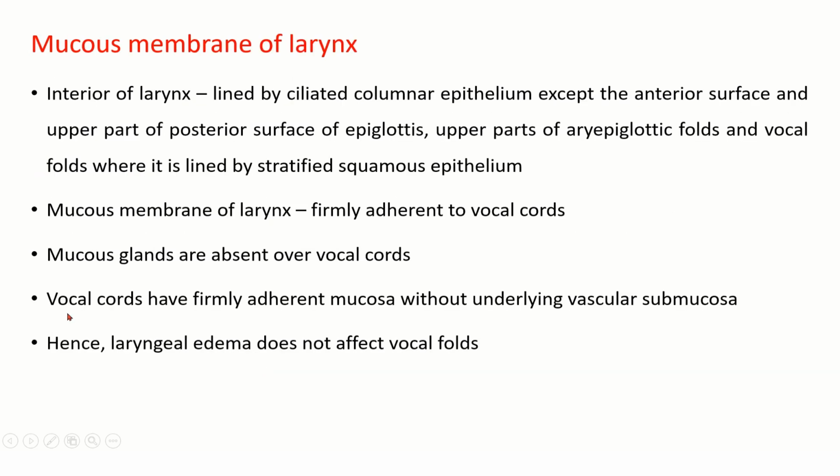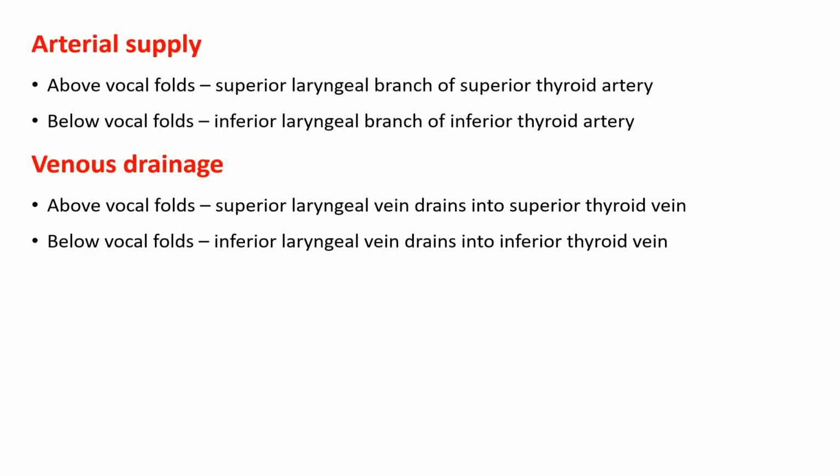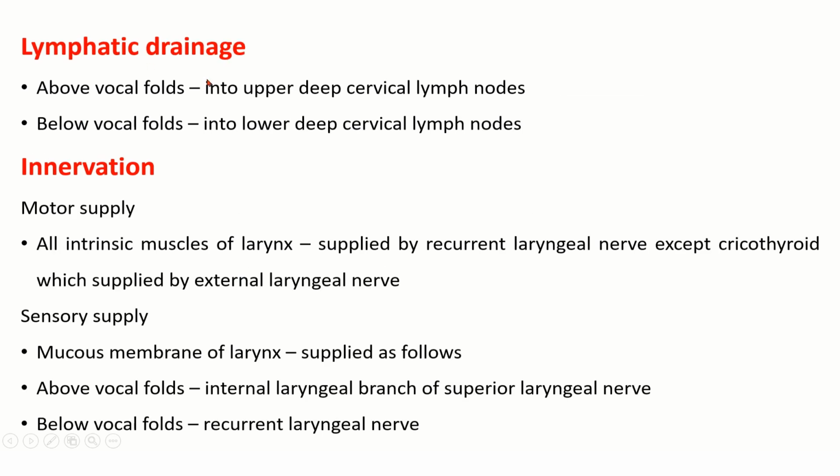So earlier I told you the lubrication of the vocal cords is by the mucous gland secretion present in the saccule of the larynx. Arterial supply: above the vocal cords, the superior laryngeal branch of the superior thyroid artery; below the vocal cords, the inferior laryngeal branch of the inferior thyroid artery. Venous drainage: above the vocal folds, the superior laryngeal vein drains into the superior thyroid vein; below the vocal folds, the inferior laryngeal vein drains into the inferior thyroid vein. Lymphatic drainage: above the vocal cords into the upper deep cervical lymph nodes, below the vocal cords into the lower deep cervical nodes.